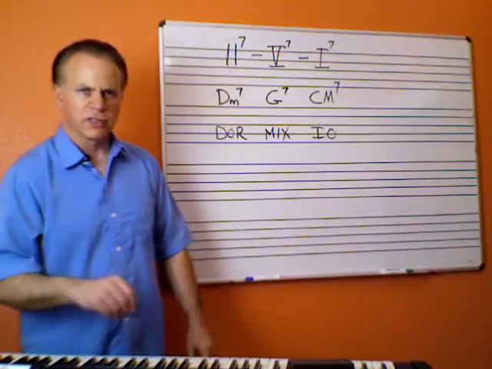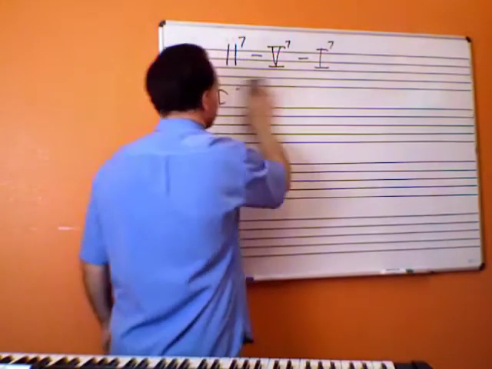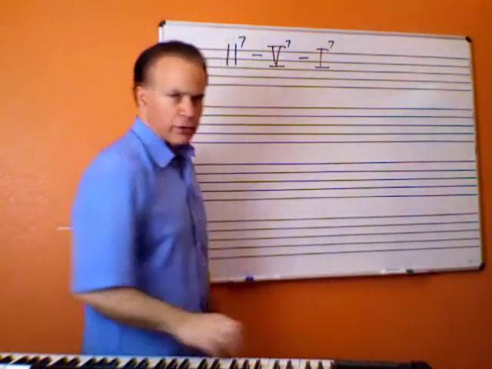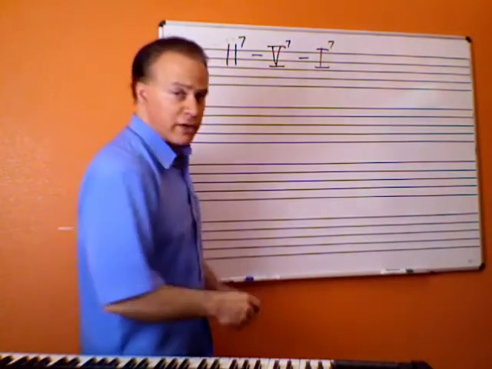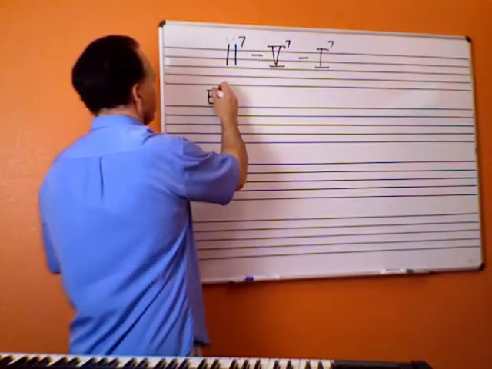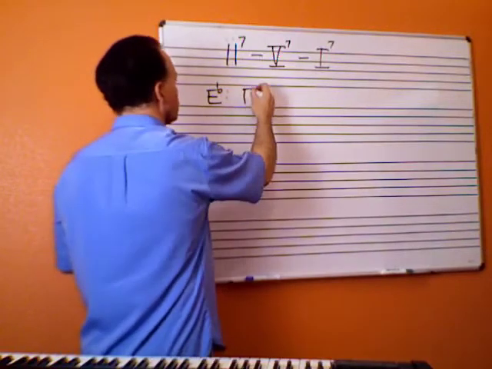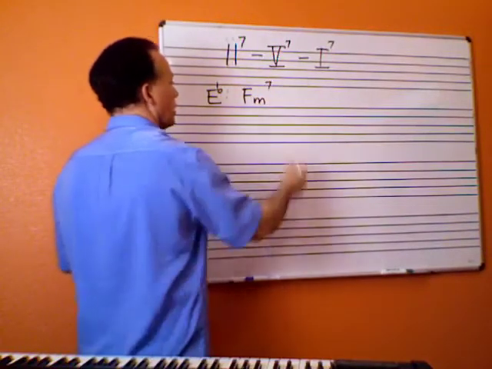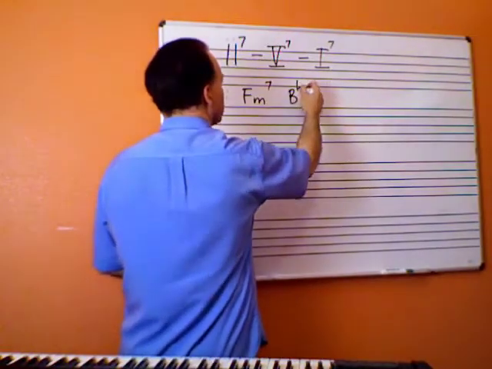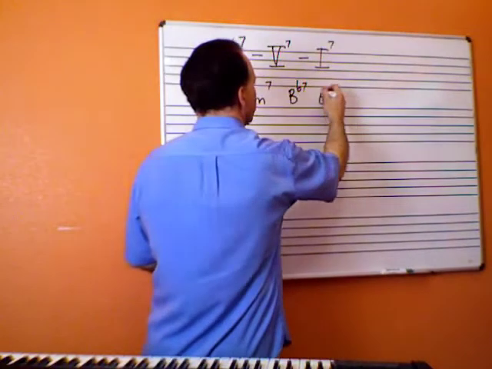Okay, let's build some 2-5-1s and 2-5s from some different keys. As long as you know your scale of sevenths, or as long as you even know your major scales pretty well, you can build lots of 2-5s. Let's say we want a 2-5-1 in the key of E flat major. Well, we're going to build a minor chord on the 2, which would be F minor, a dominant chord on the 5, which would be B flat dominant, and a major 7th chord on the 1, which is E flat major 7th.